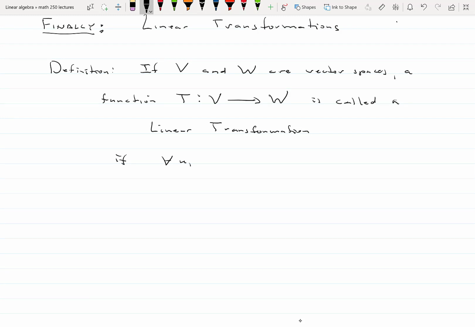For every two vectors u and v in the vector space V, and for every scalar c, so for every c in R, the following two properties hold true. So if V and W are vector spaces, a function T from the vector space V into W is called a linear transformation if for every two vectors in V and for every scalar, the following two properties hold.